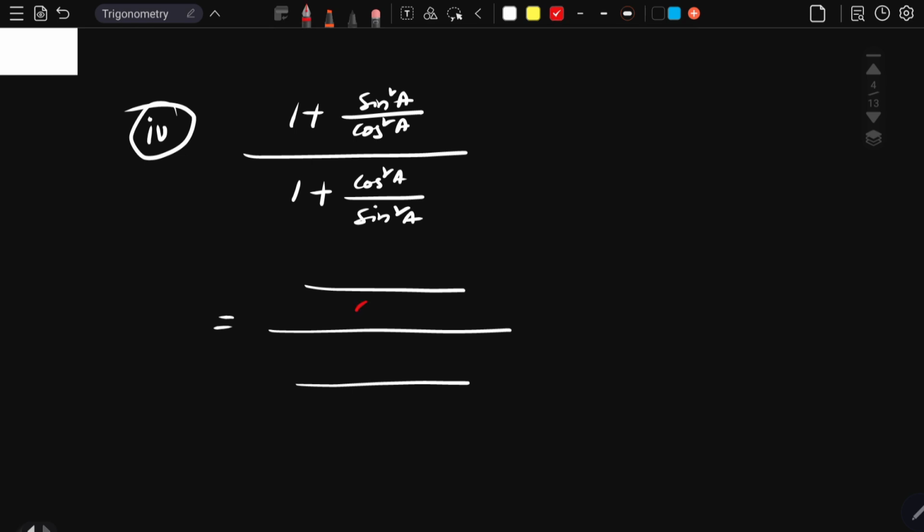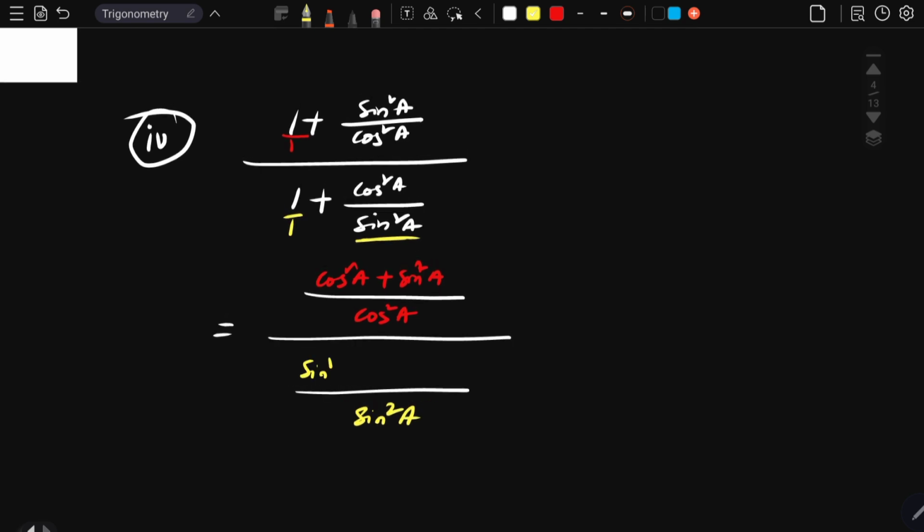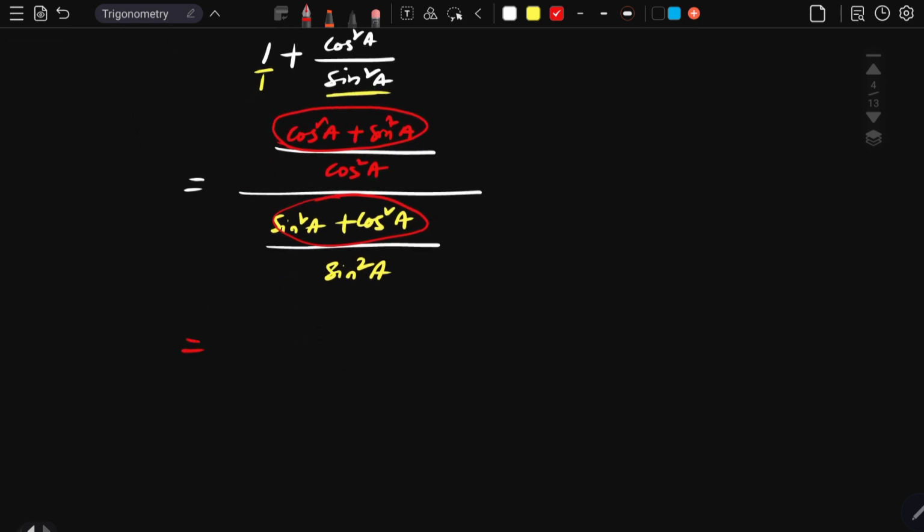So in the numerator, cos² A will be the LCM. So then here it is 1; multiply cos² upside. So cos² A + sin² A. In the denominator, what was the LCM? Sin² A. So I'll write it as sin² A. Here it is multiplied by 1 only. So then sin² A + cos² A. Observe very clearly: it is an identity again, sin² A + cos² A, and here also the identity sin² A + cos² A. That gives the answer as 1.